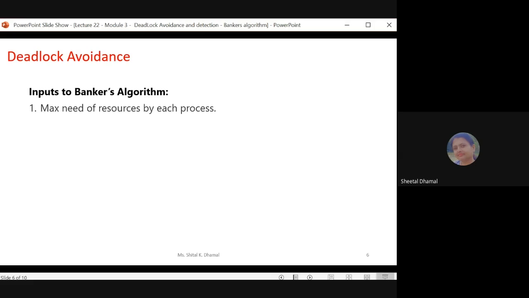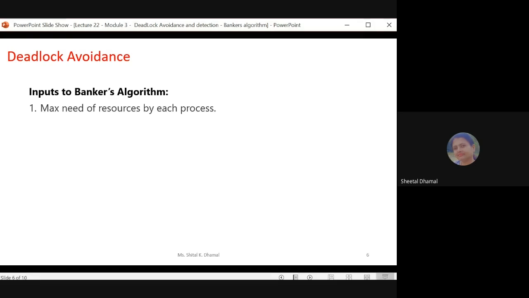So the first input required by the banker's algorithm is the maximum number of resources required by different processes to complete their jobs. What is the meaning of this? Let us consider, suppose three processes are there.